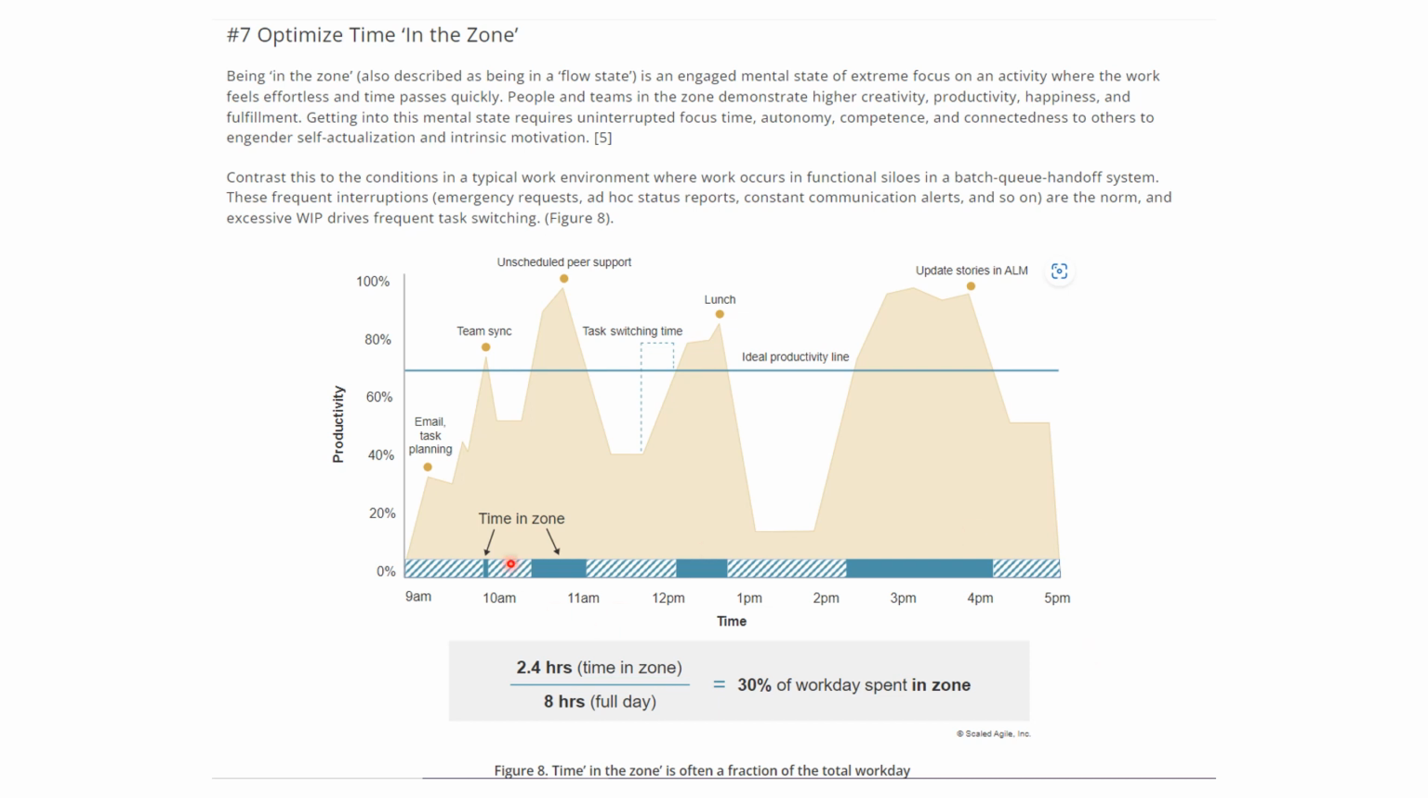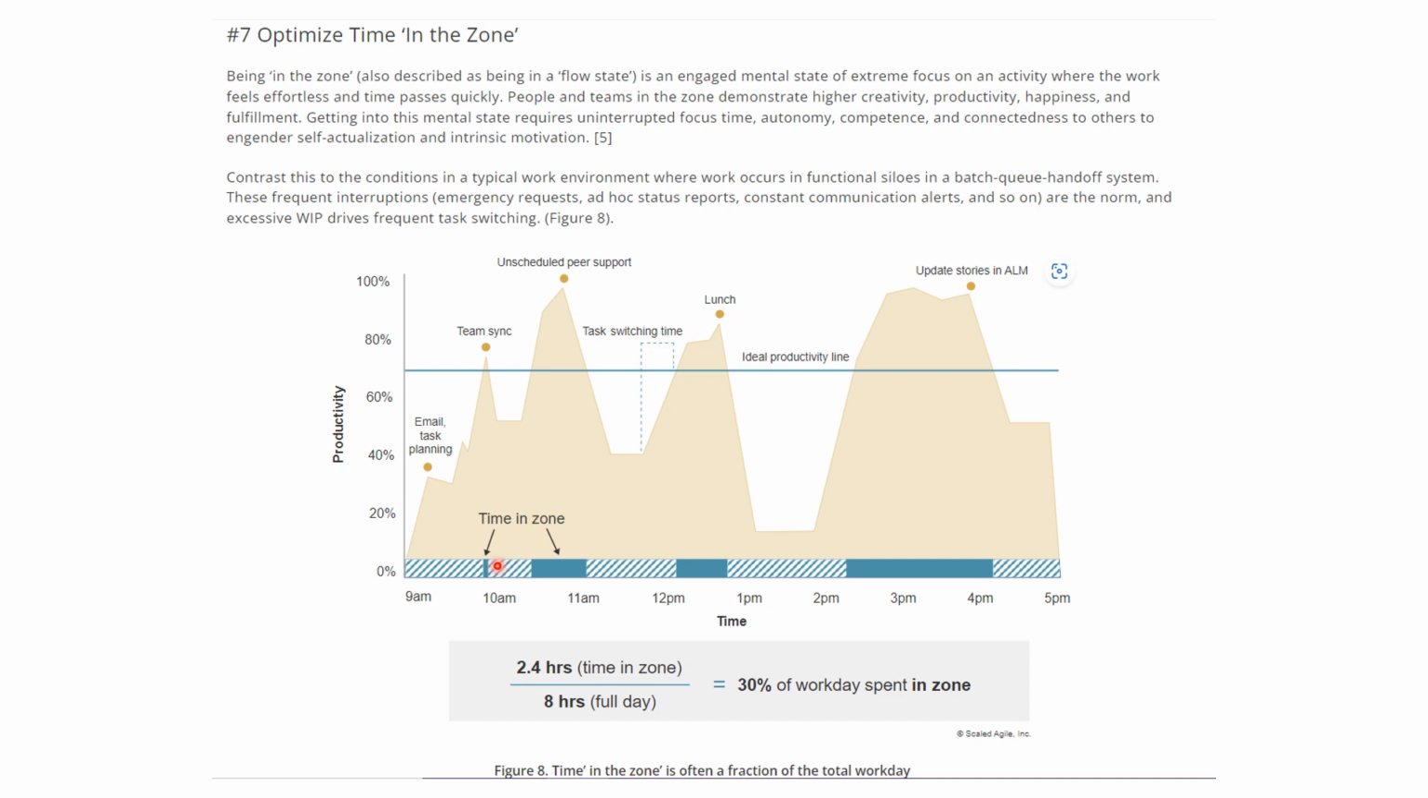You might have a lot of things to do: emails, team sync, peer support, task switching, lunch. You might have a number of activities. So every team needs to figure out the time in the zone for each individual, and they have to work on it. Often the time in the zone is a fraction of the total work day. So a team and an individual have to figure out how to optimize the time in the zone. This is going to be the flow accelerator.